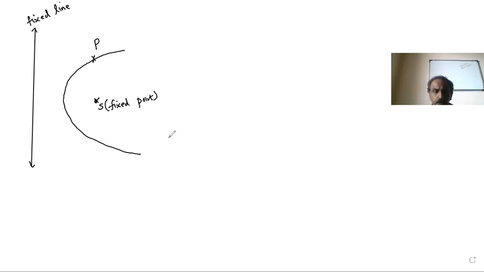Every point on this parabola will satisfy the condition: the distance from the fixed point and the distance from the fixed line should be equal. These two distances should be equal. If they are equal, then this point P is a point on the parabola. So whenever I ask you, what is the definition of parabola, then in short, you say SP equal to PM.